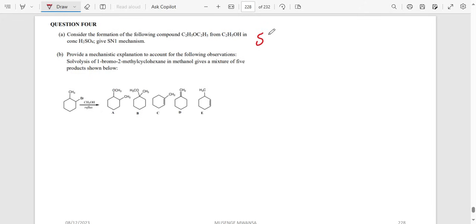Step 1. Remember, you are reacting this in what? It is solvolysis of 1-bromo-2-methylcyclohexene in methanol. In methanol, very important. So step 1, the first thing, we have our compound. It has a methyl there, and it has a Br.